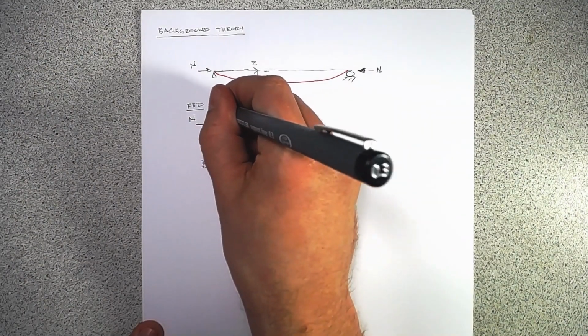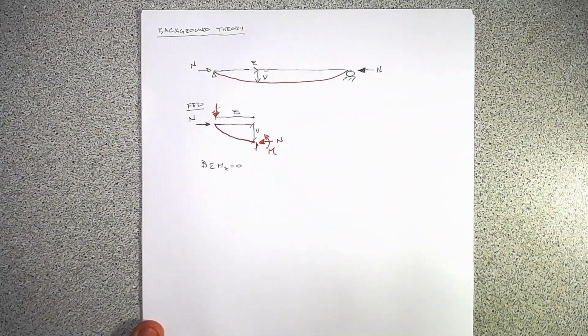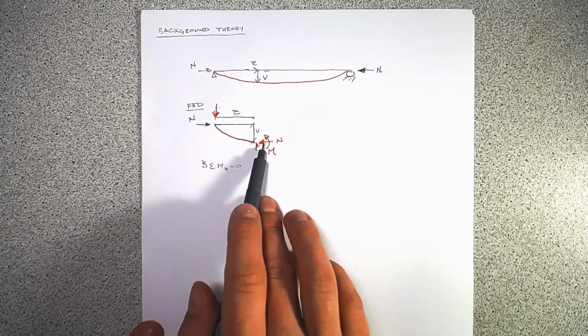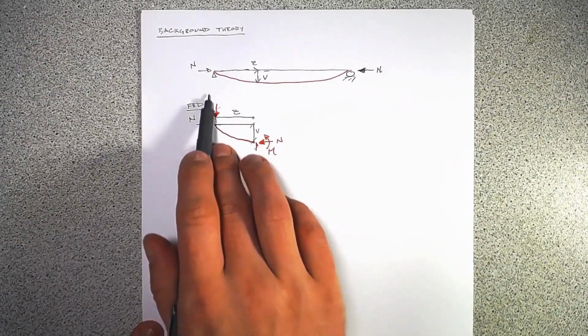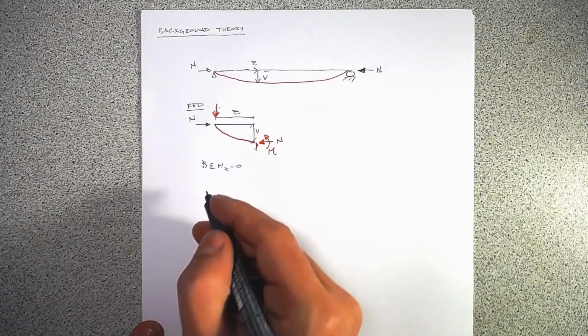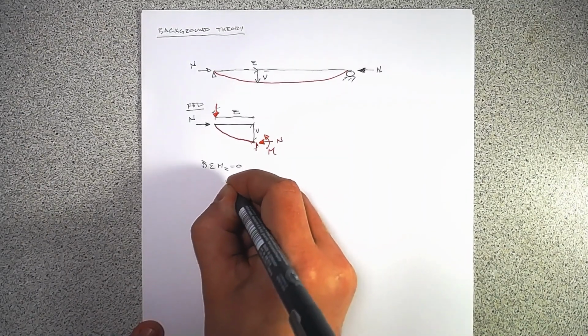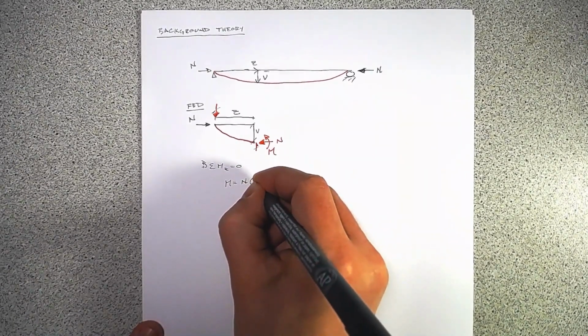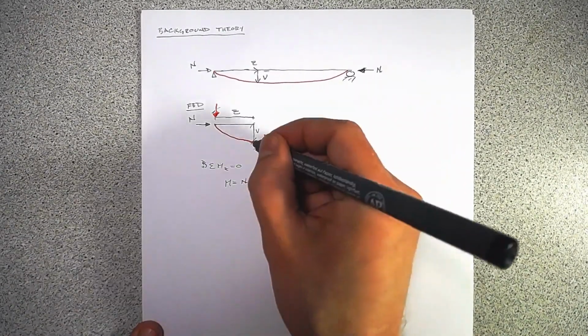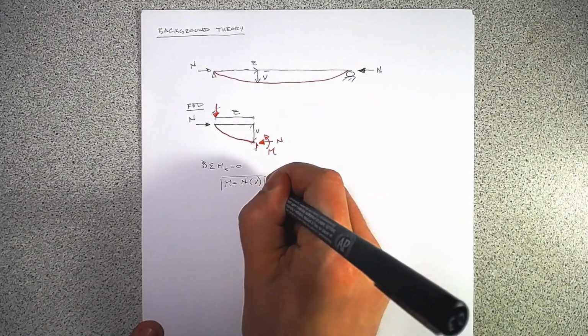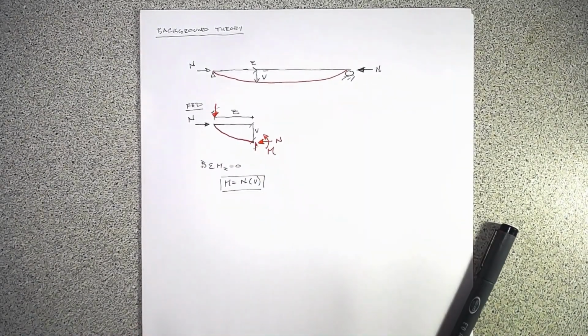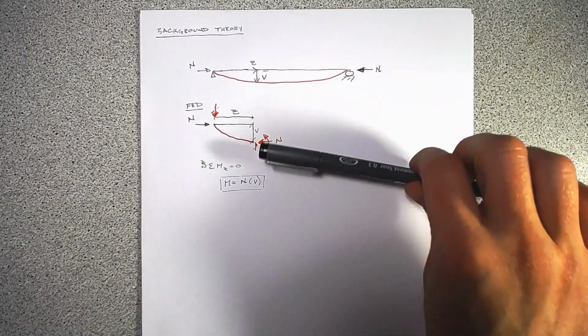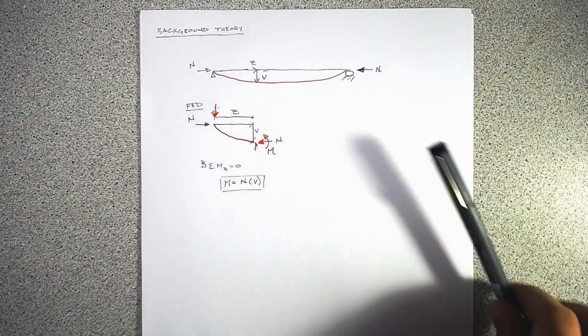In fact, we'll say that these two are actually going to cancel each other out. And what you get in the absence of any force coming up here is just going to be the moment equals N times this distance v. And that makes sense.